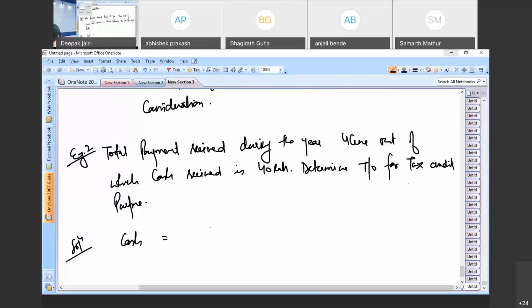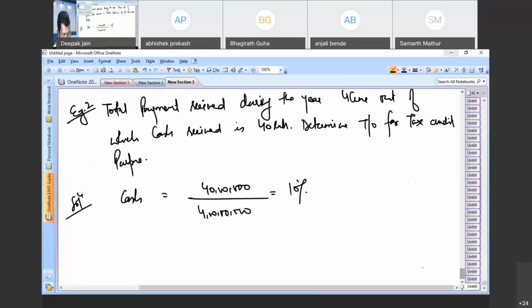Cash 40 lakh out of 4 crore, 10%. Say yes. Yes, sir. So this one is more than 5%. More than 5%. How much turnover? 1 crore. Very good. 1 crore shall be taken into consideration.